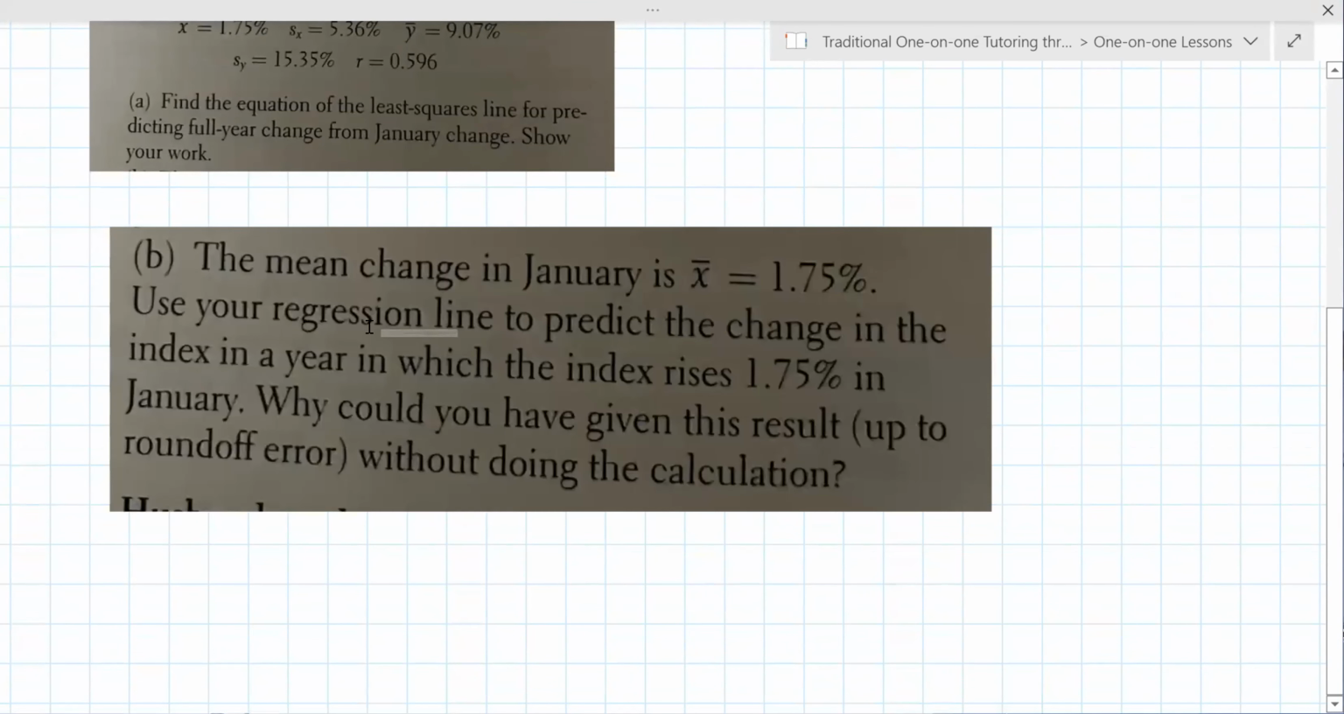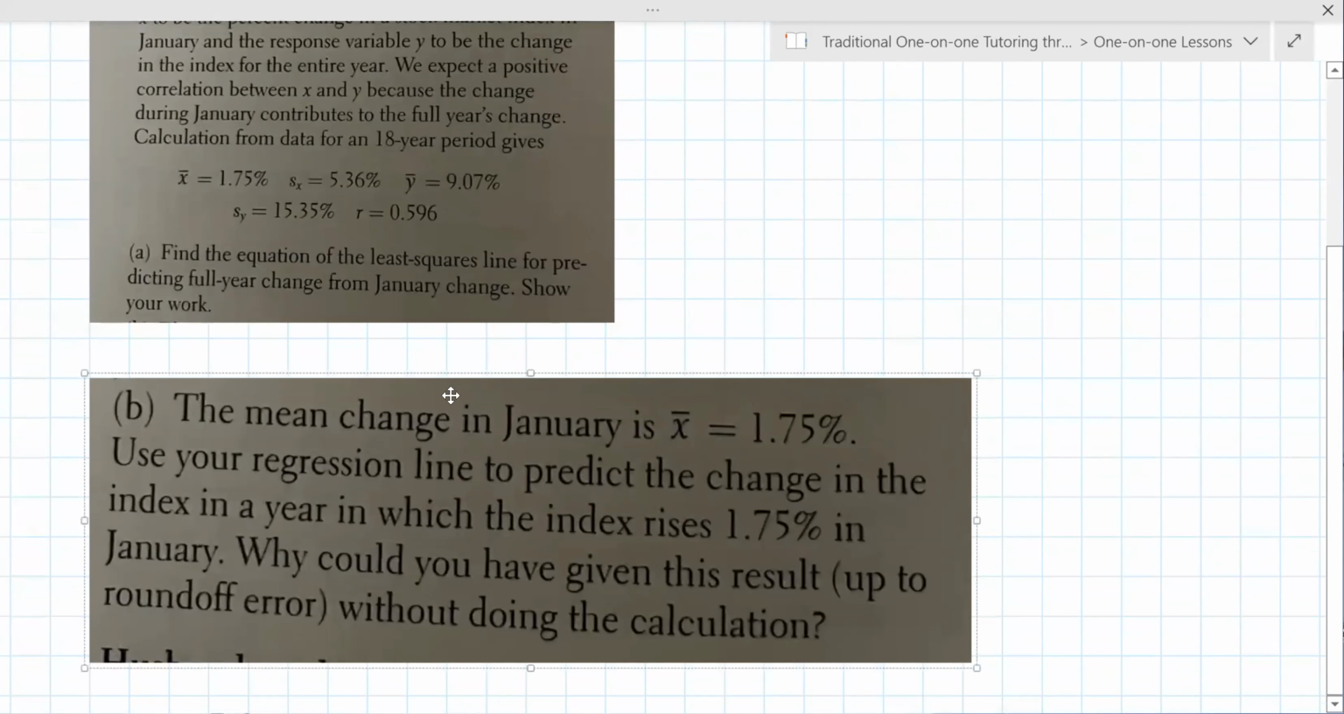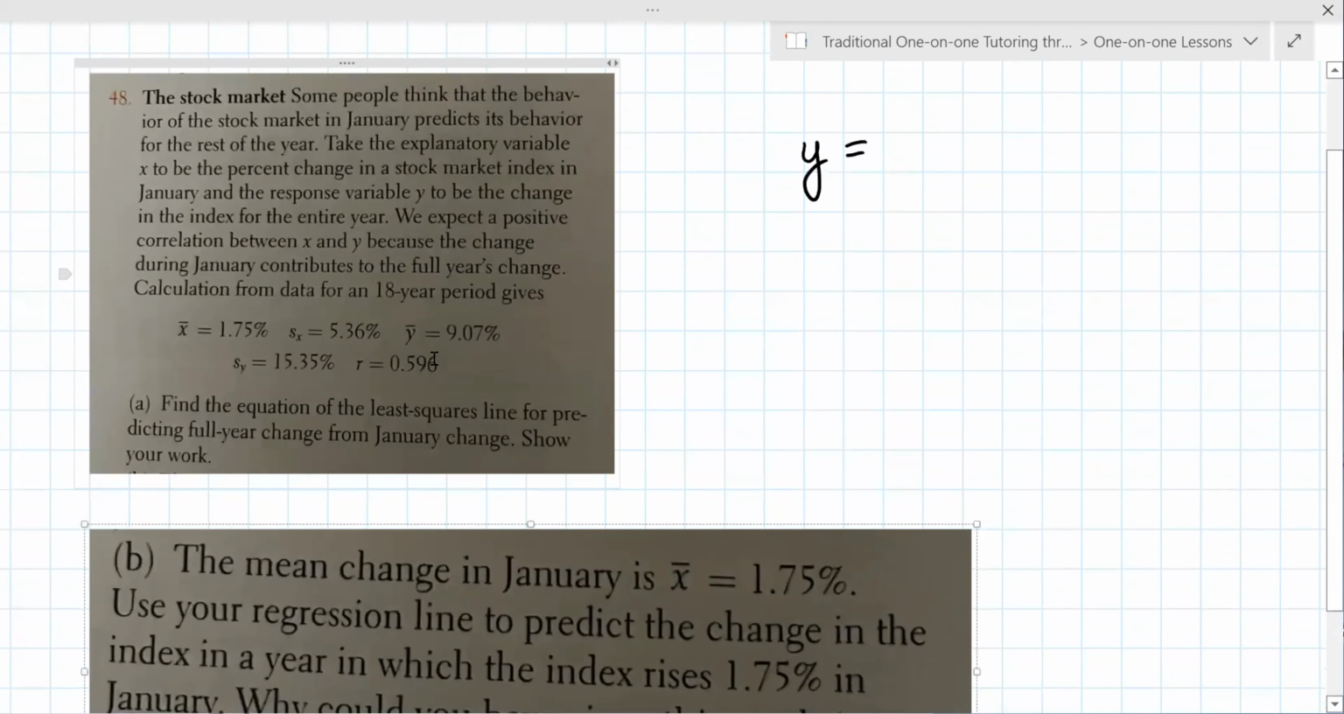The y-intercept is a equals the mean of y minus b times the mean of x. And so I found the regression line where y hat equals 6.08 plus 1.707x, I think. Do you need me to check that for part A? Yeah, I got 1.707. Okay, 1.707.